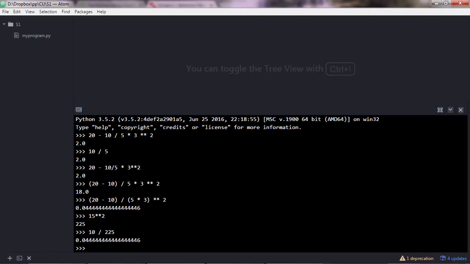So whenever you want to change the order of operators, you should use brackets. So yeah, I hope you get the idea, and please try this out. So try to do a few operations with numbers to get used to it.